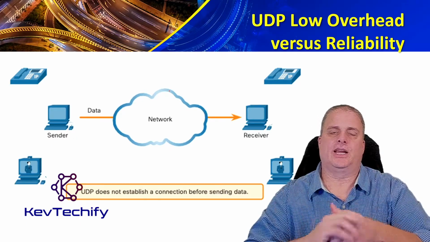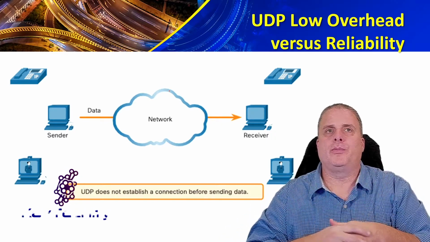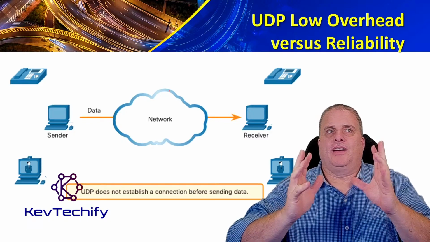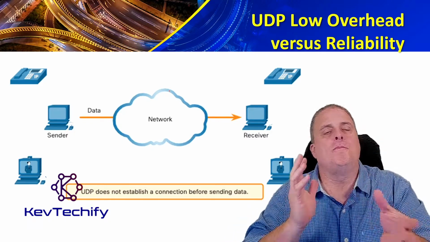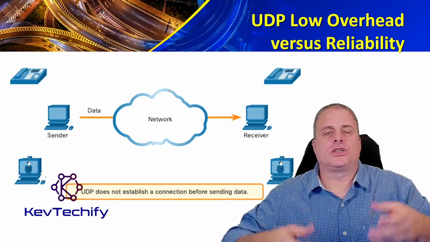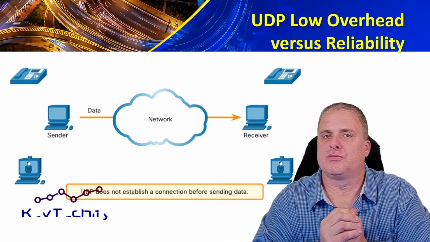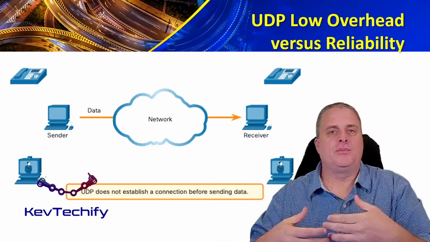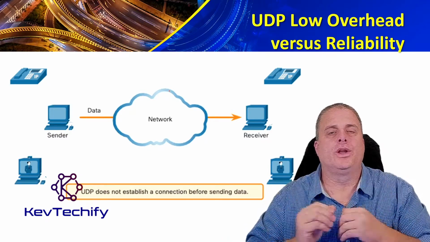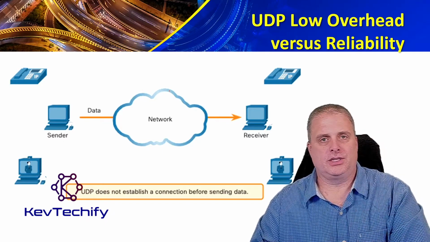UDP does not establish a connection. UDP has a very low overhead. And what we mean by that, it doesn't establish that connection. It doesn't have to have a header. There's no network management that happens with it. But it does that at a cost of reliability. Because it has a low overhead, it doesn't have any of these control mechanisms built into the header, the reliability could be a little bit lower. And once again, that's why we use UDP for real-time data traffic flow. Voice over IP, video conferencing.